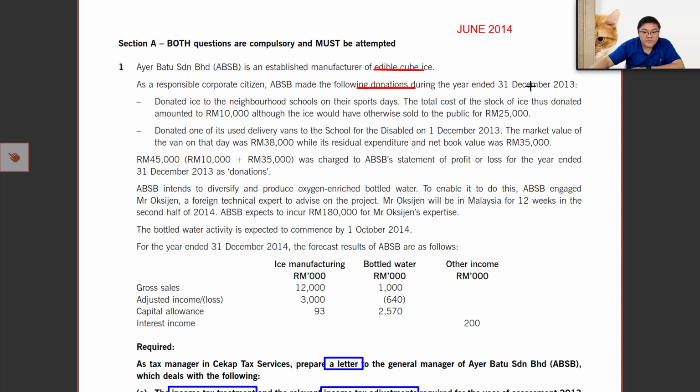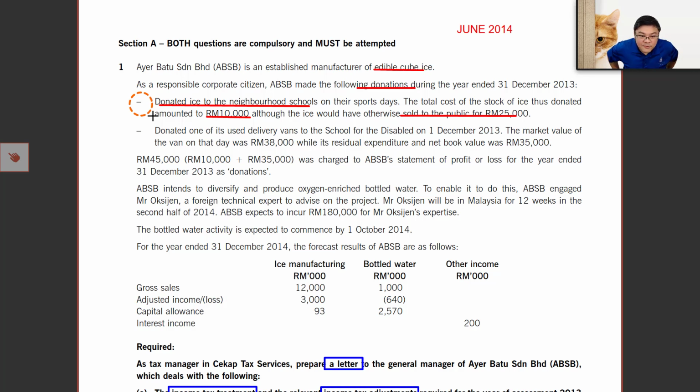At the end of the year 2013, they donated ice to the neighboring school, and the total cost of the ice is 10,000. Although the ice would have been sold to the public for 25,000, this is what they are asking you: what are you going to do with the donated stock?